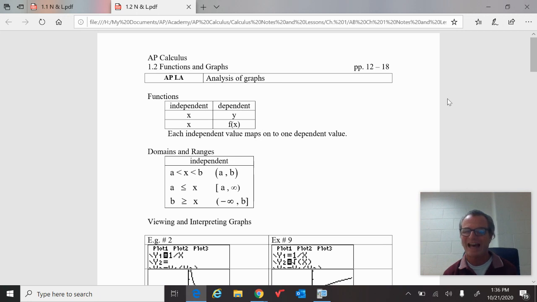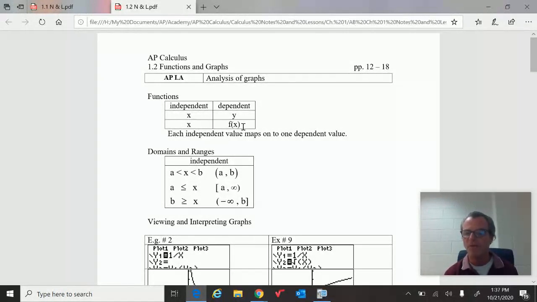Okay, and the first heading on the margin on page 12 is functions, and we're just pointing out to you that we don't really refer to the variables so much as x and y anymore. We refer to the input, the x, as the independent variable, and the output, the y, is the dependent variable. And f of x here is another way to describe y, the height of the graph.